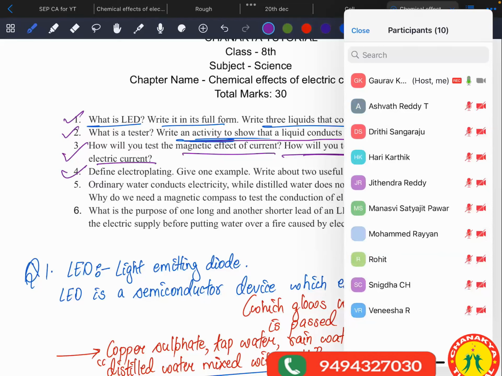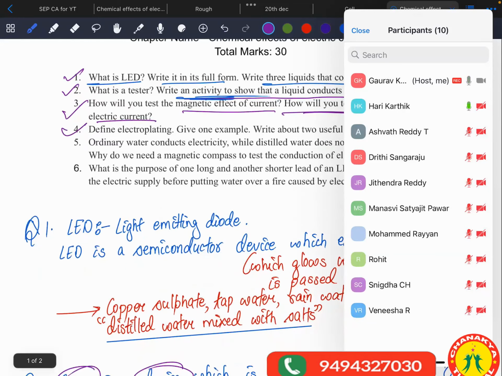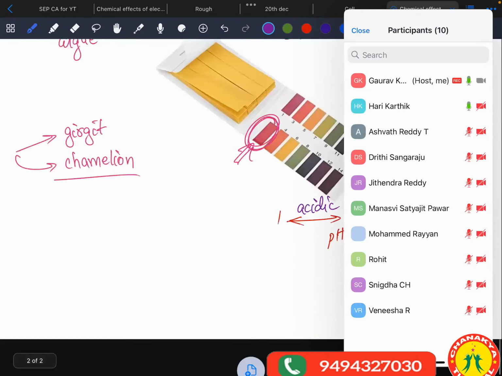You can tell it in your own language. You do not have to be specific about the definition. Okay, Karthik, can you tell what is electroplating? Electroplating is the process of coating a metal over any other object through the application of electrolysis. Very good.